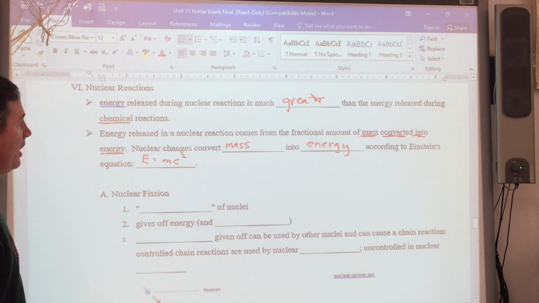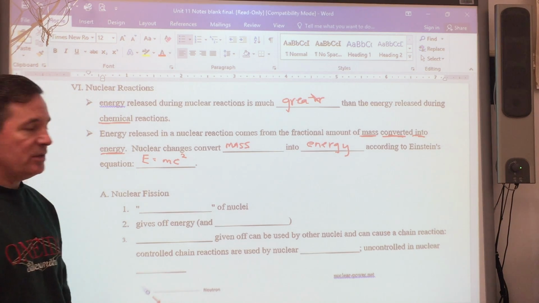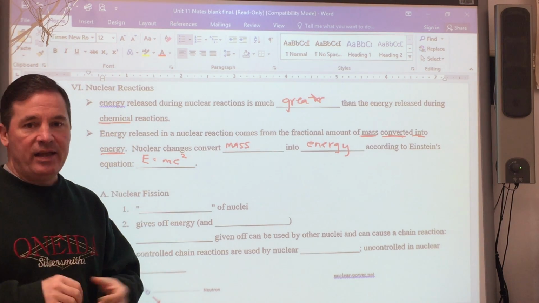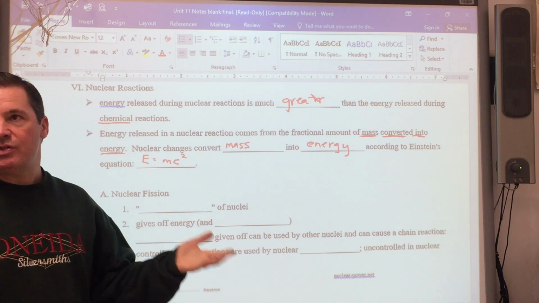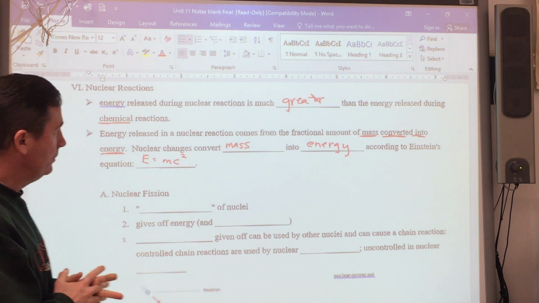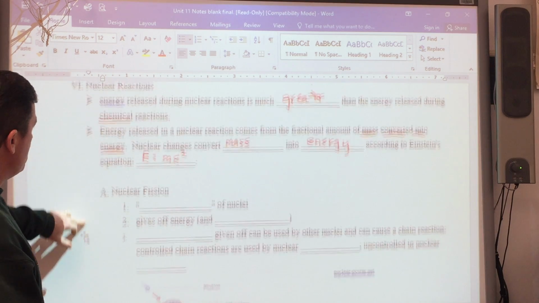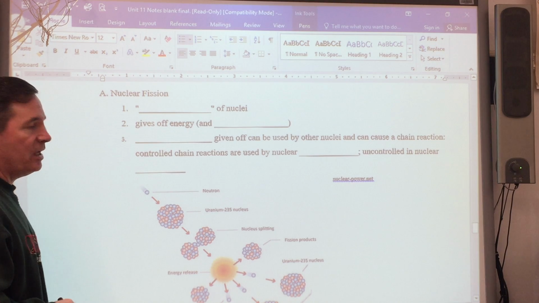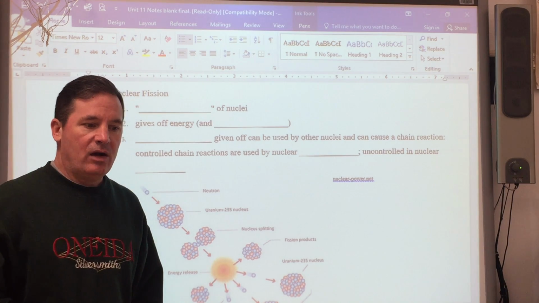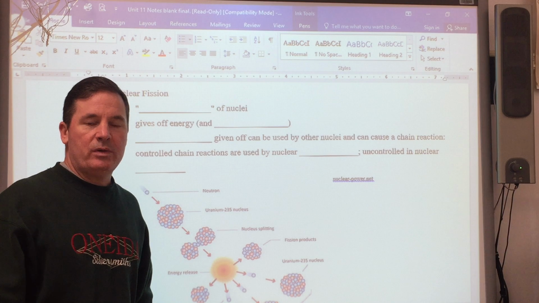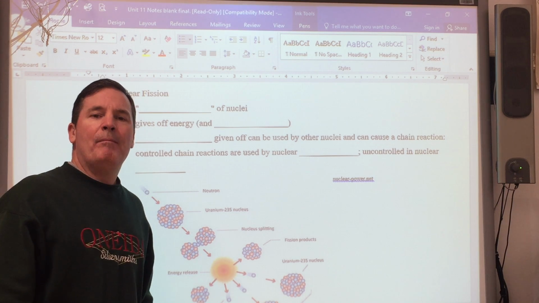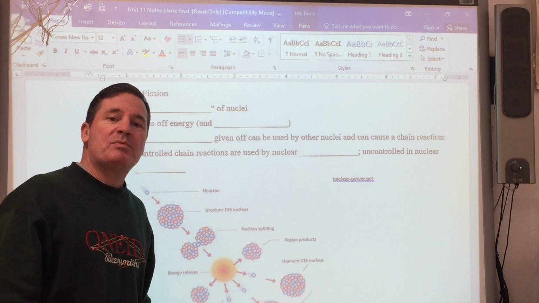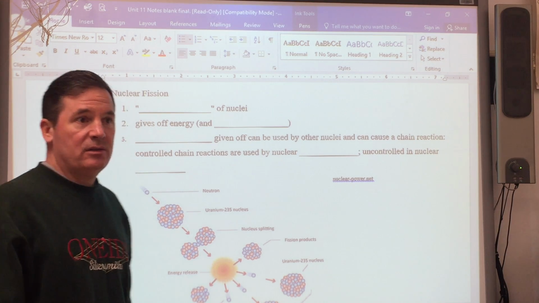we ended up yesterday barely going over nuclear reactions. Nuclear reactions are basically when we take mass and convert it into energy, and that energy is used to power our world. There are two types that we're going to learn about today. One of them is fission, the other one's fusion. They are similar in that they both deal with nuclear processes, but they are different because one is splitting and the other one is joining.